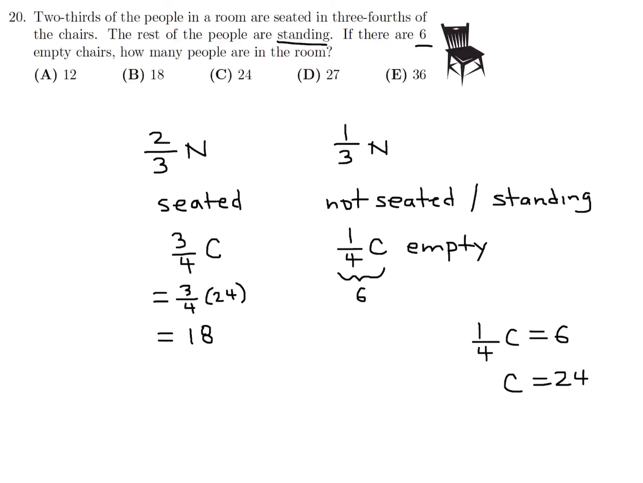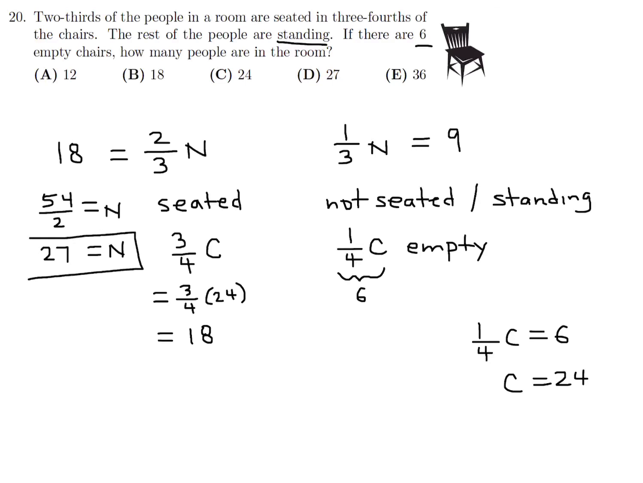All right? If 18 people are sitting in 18 seats, that means this is equal to 18, right? So 2/3 n is equal to 18. Solve for that, and you'll get 54 over 2 is n, and therefore n is 27. And just for completeness, 1/3 were standing. That means 9 people were standing. So what do they want? How many people are in the room? Well, that's n, and that was 27. So number 20, the answer is D.